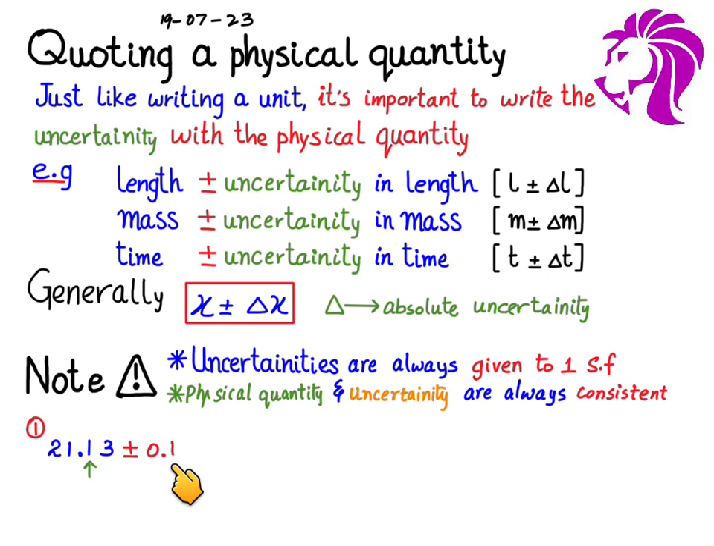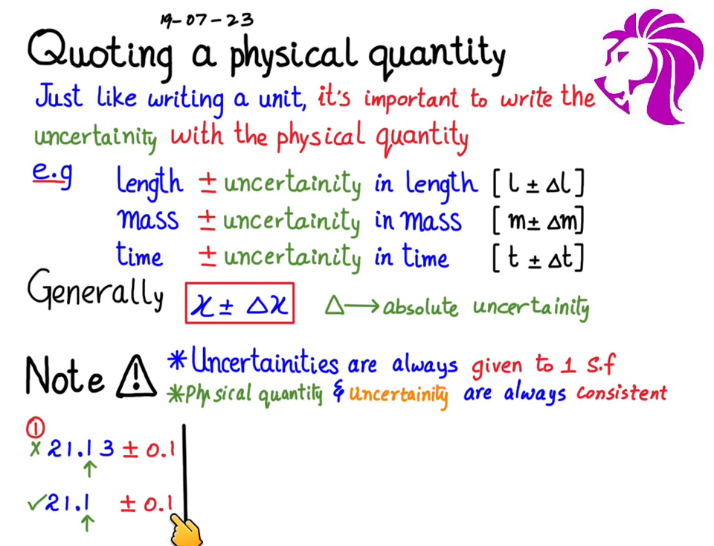Why? Because this is to one significant figure, but where is this one significant figure? It's on the 1st decimal place. So I'll round off my value to 1 decimal place. I would not write 21.13 plus minus 0.1. Rather, I would write 21.1 plus minus 0.1. Now this is consistent with the uncertainty.